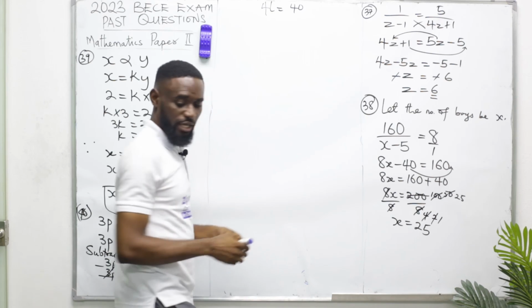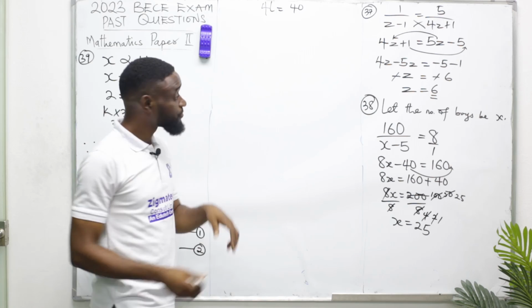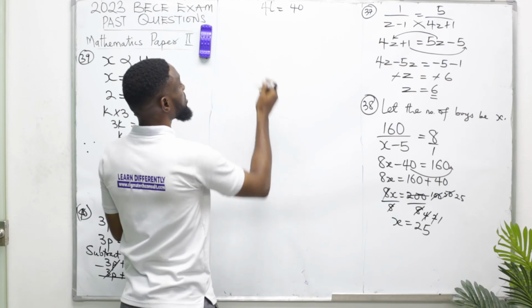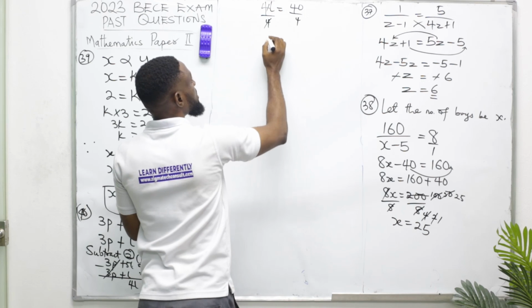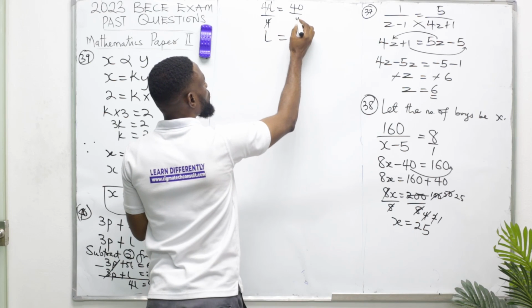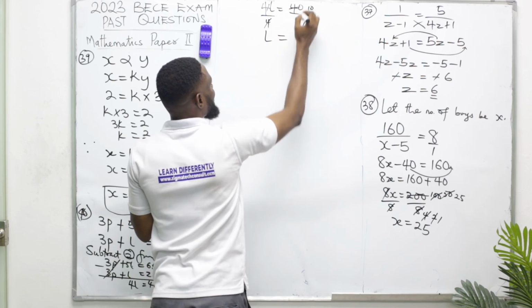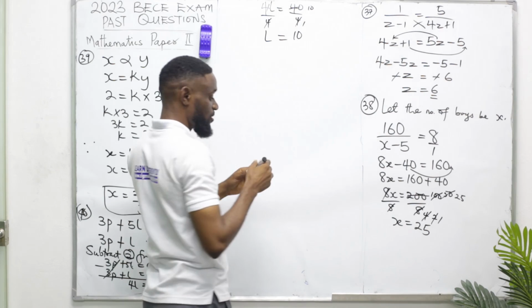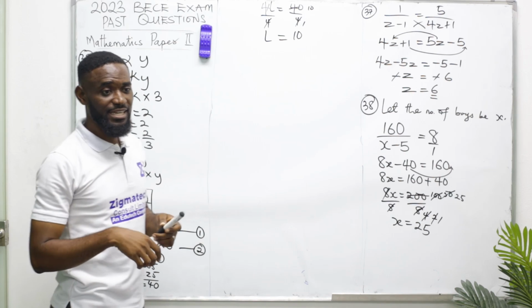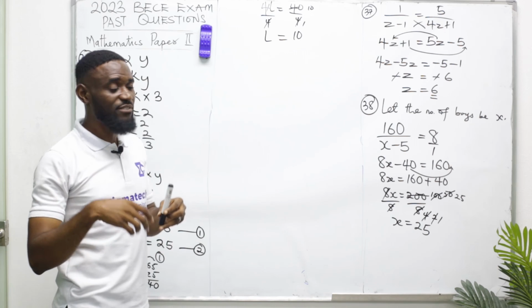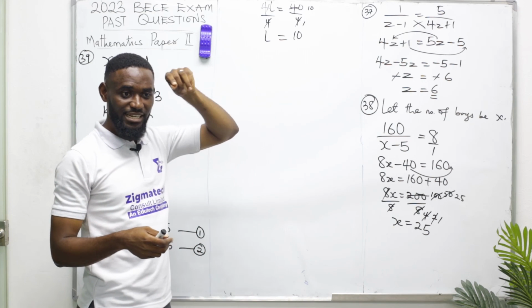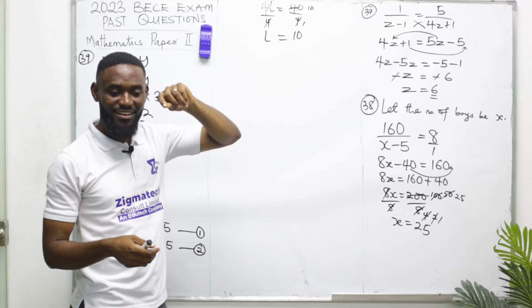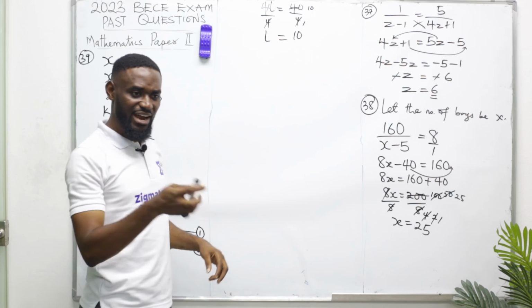If we have that, what that will simply mean is we divide both sides by 4. It means L is equal to 10. So each ruler is 10. They say find the cost of a pen and a ruler, right?